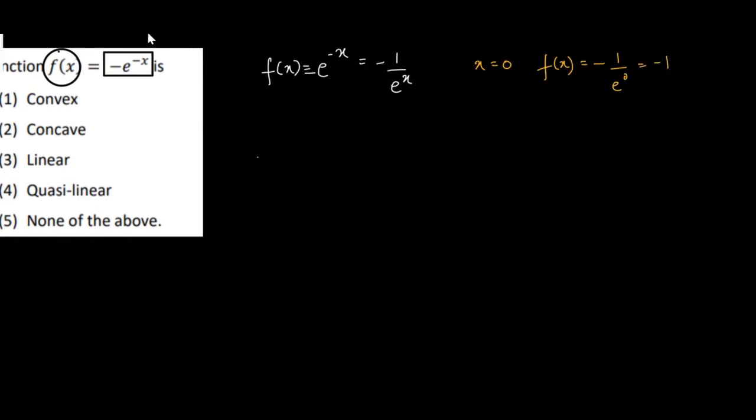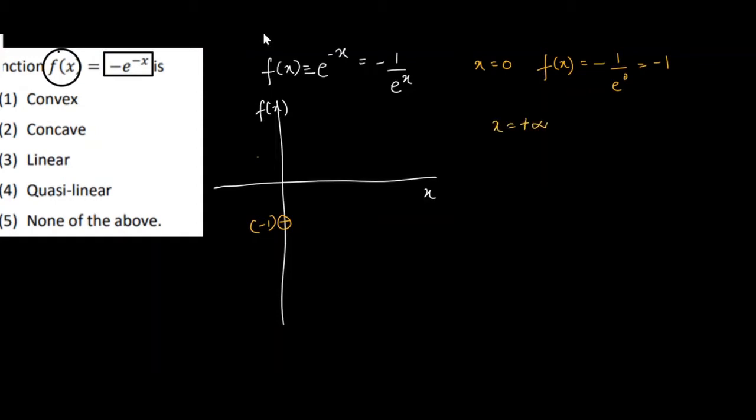So if I plot this, on x-axis, this is my y-axis. So at x equal to 0, y equal to minus 1, or f(x) is equal to minus 1. So (0, minus 1) is a point on this curve. So next we put x equal to plus infinity. So f(x) will be equal to minus 1 by e to the power infinity, which is minus 1 by infinity, which is 0, and it is approaching from the negative side.